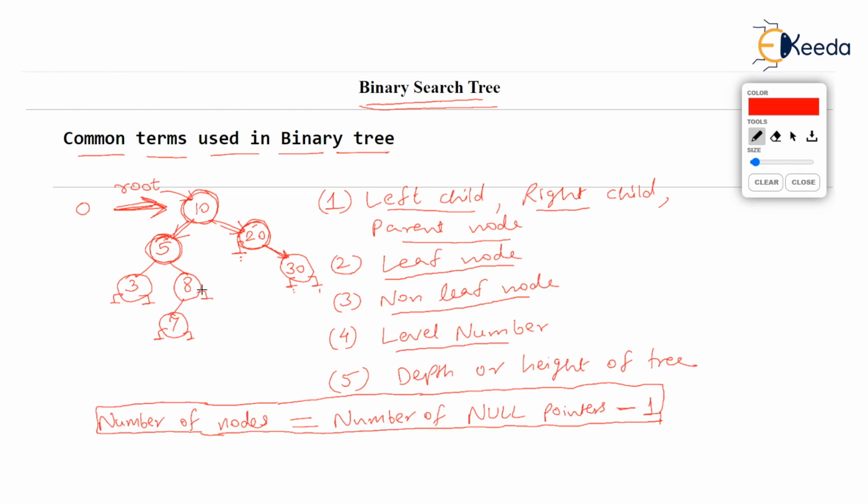Then immediate children of this topmost node, that is 5 and 20, are at level 1. And grandchildren of root are at level 2. Grandchildren are 3, 8, and 30. These 3, 8, and 30 are grandchildren of 10. And the next generation, grandchildren of those, are at level 3. This way, the level numbering goes on increasing.